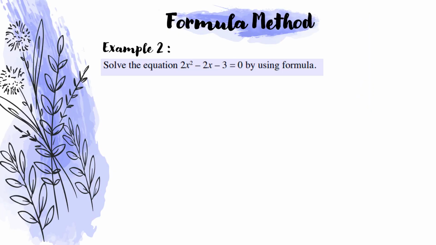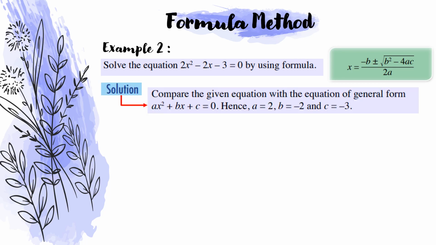Okay, now we move to the formula method. So example number 2, solve the equation 2x squared minus 2x minus 3 by using the formula. Since it is stated that you have to use the formula, you need to solve the quadratic equation using the formula only. You cannot use completing the square, or you cannot use factorization. Okay, so this is the formula. In your exam, the formula is given, so don't worry.